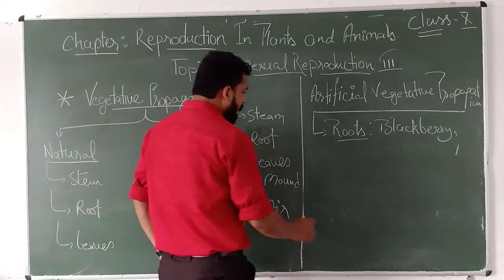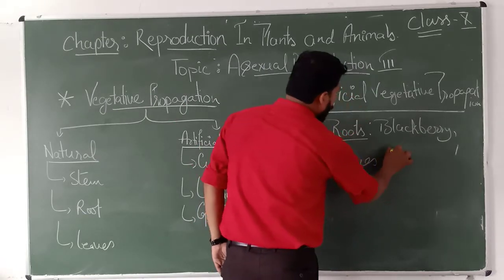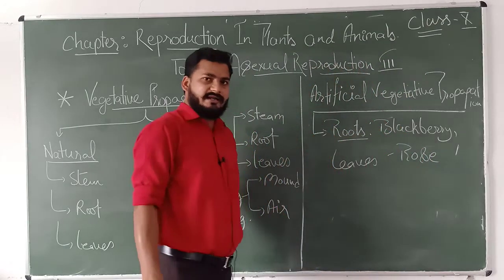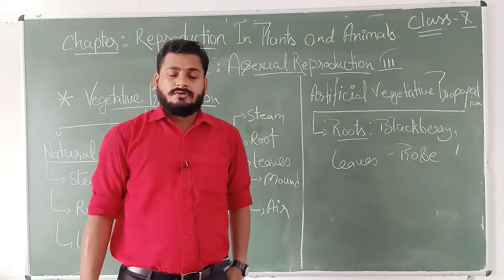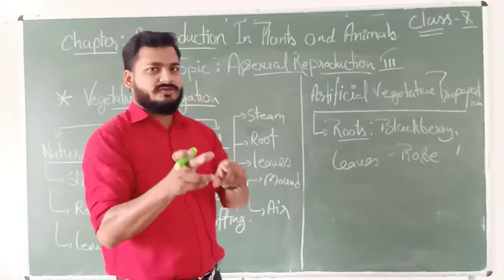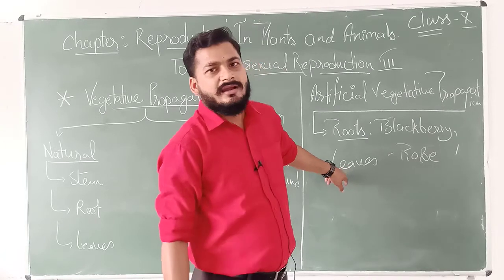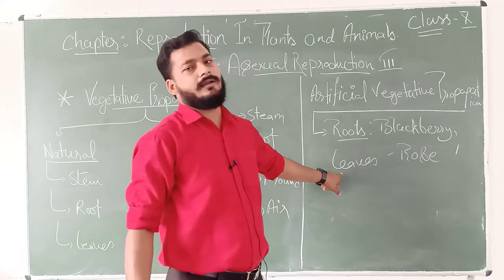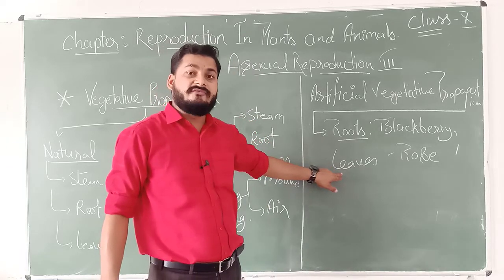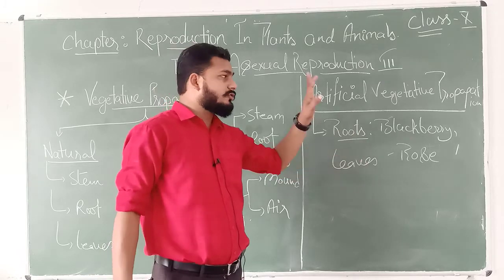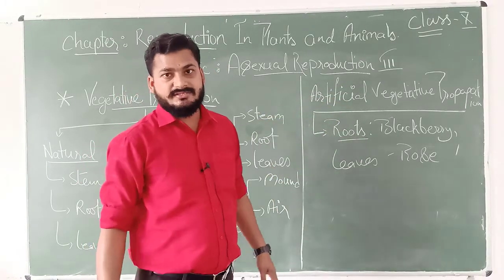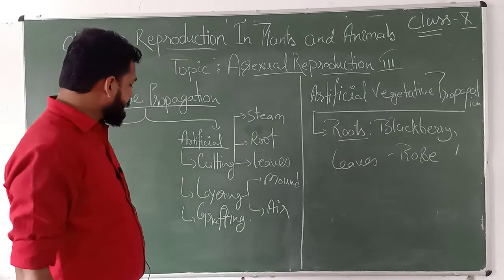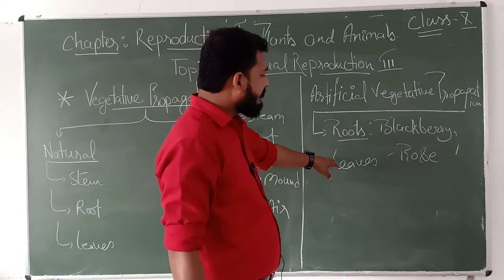Then we come to leaves, and for leaves we can talk about rose. Though you see we generally use the stem of the rose, we use the branch of the rose, but this could also be a technique to grow the rose plant. But growing rose with the help of stem is comparatively a very easy technique as compared to artificial propagation by leaves. Okay, so generally we'll be taking the example once again in grafting, but this can also be done.